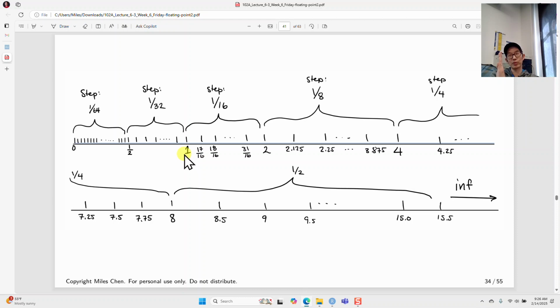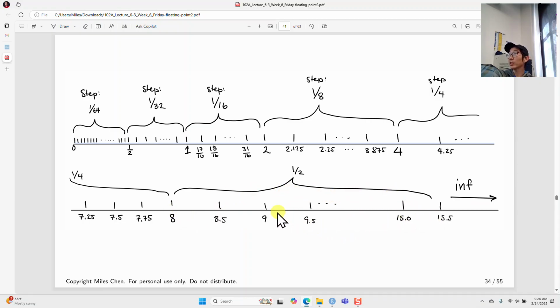from 1/2 up to 31/32 or whatever, okay? And then once I reach the number 1, I increment by 16ths. Once I reach the number 2, my step size becomes 1/8. And after I reach the number 4, my step size becomes 1/4. After 8, my step size becomes 1/2, okay?